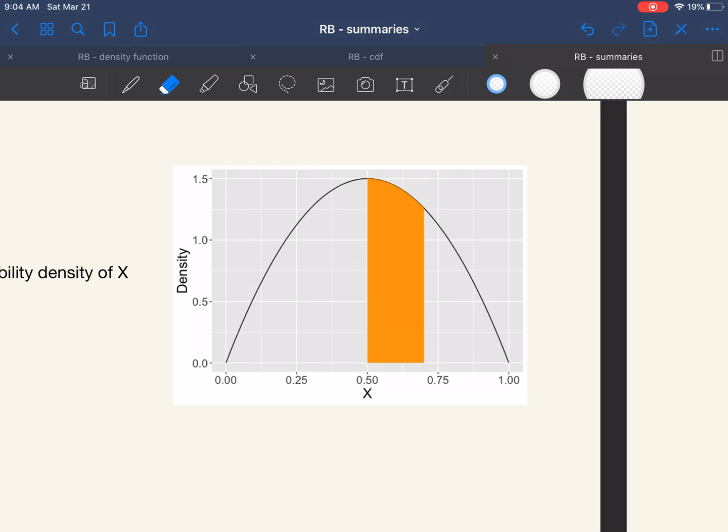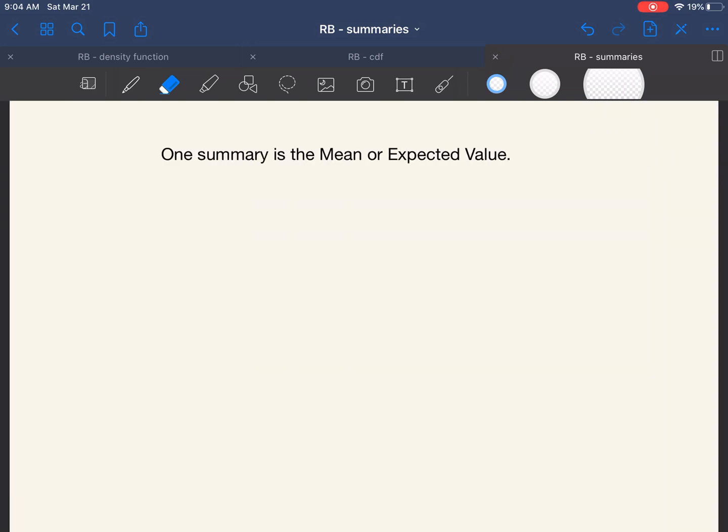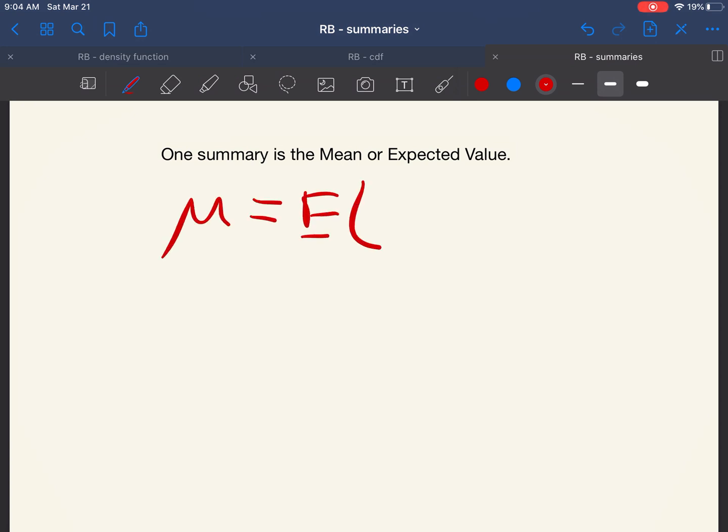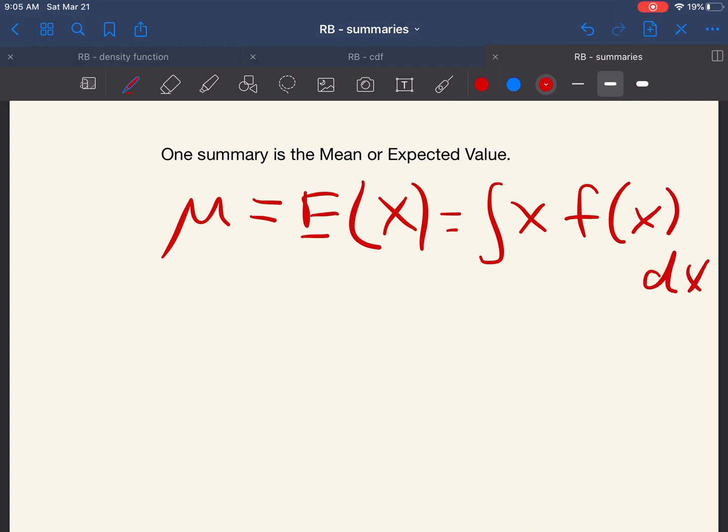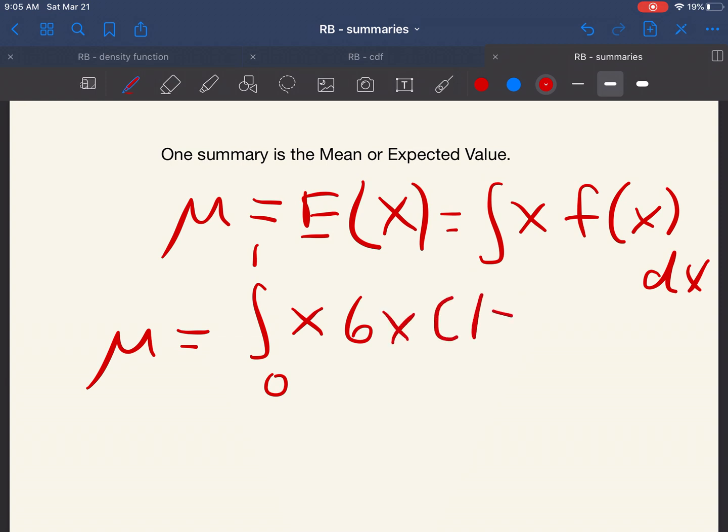Now the first summary is the mean, or the expected value, and we usually use the Greek letter mu, which is equal to the expected value of x, which is equal to the integral of x times f of x dx. So for our example, we want to find the mean. It would be the integral from 0 to 1 of x times the density, which is 6x times (1 minus x) dx.